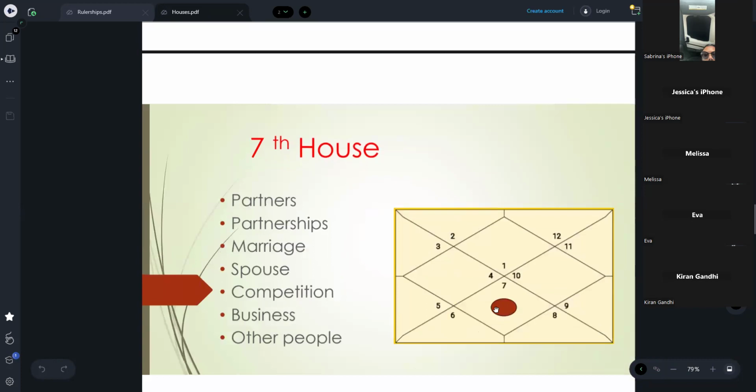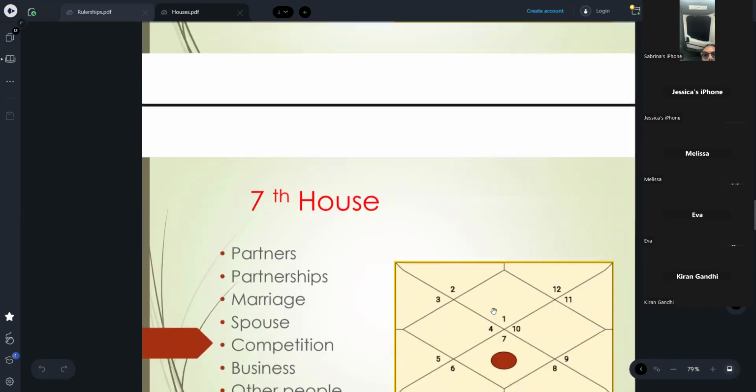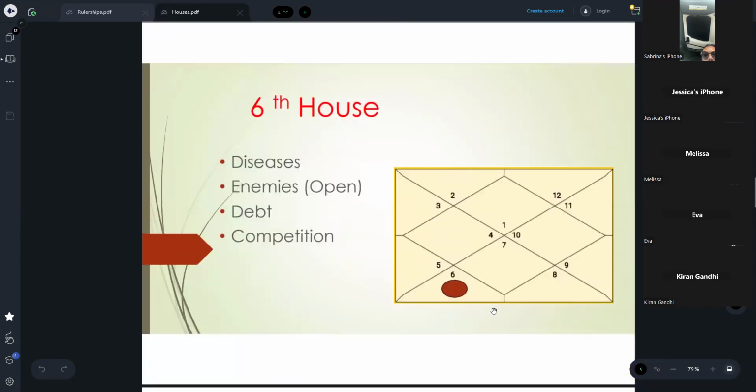Now, you remember earlier today we discussed that the sixth house is the house of enemies. Enemies, also challenges. You can write it down. It's also difference of opinion, right? Difference of opinion, competition, enemies. Okay. It's also the house of divorce. I'll tell you why it's the house of divorce.